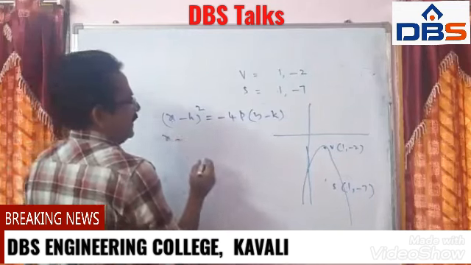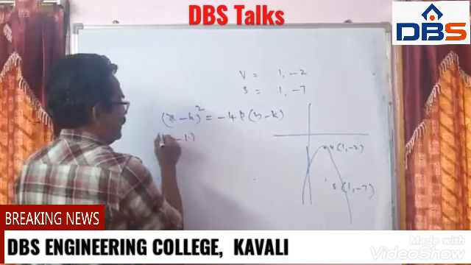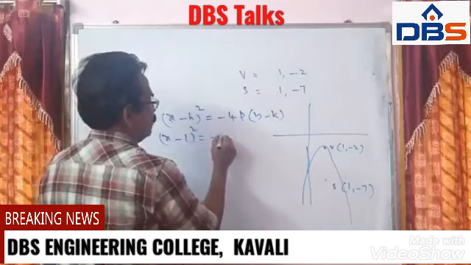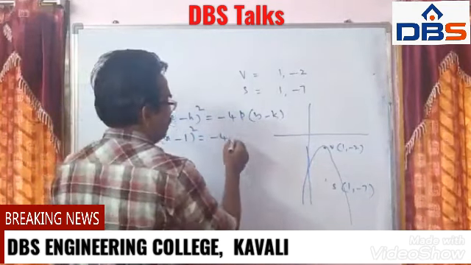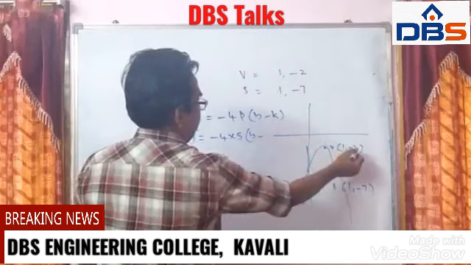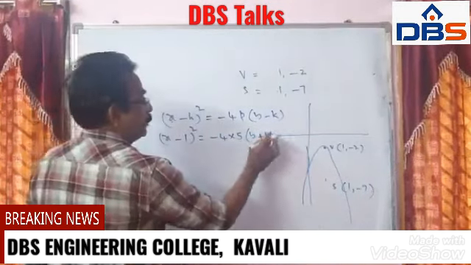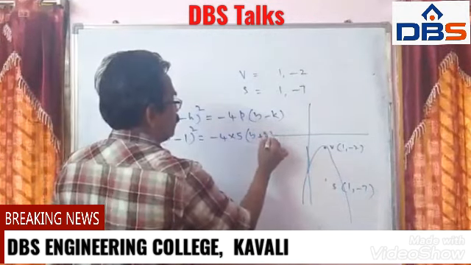x minus h, x minus 1, whole square is equal to minus 4 into p. p is 5 units. 5 into y minus k, minus of minus k plus k, so plus 2, minus of minus 2 plus 2.